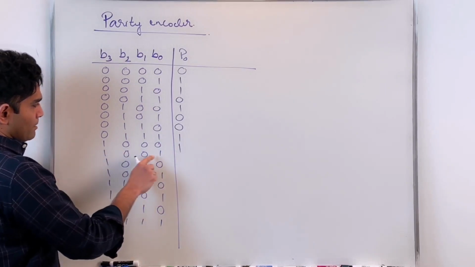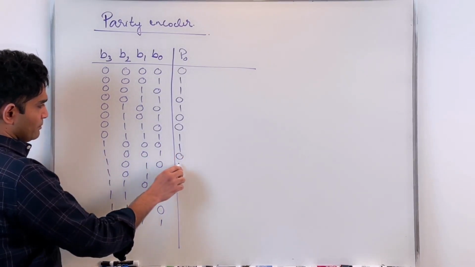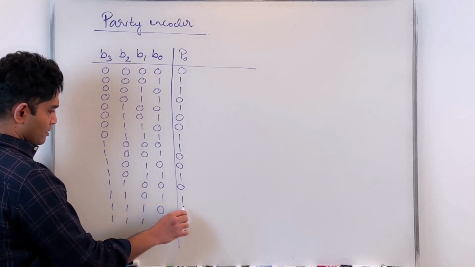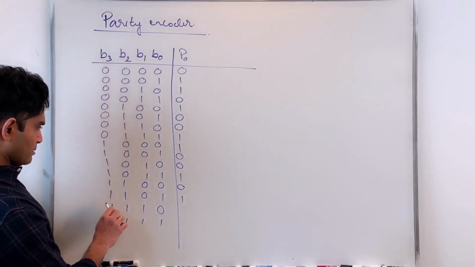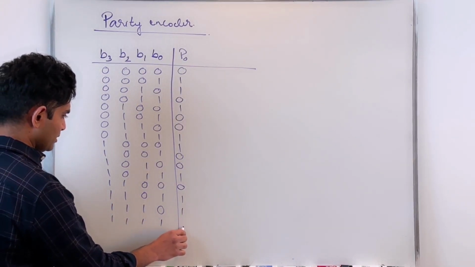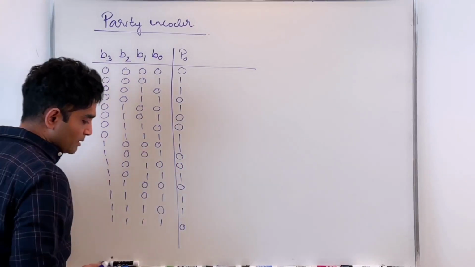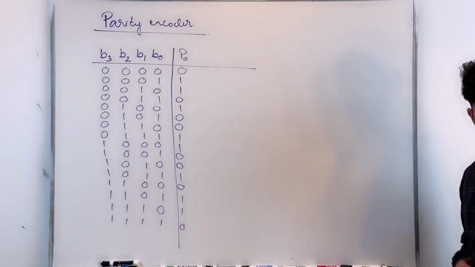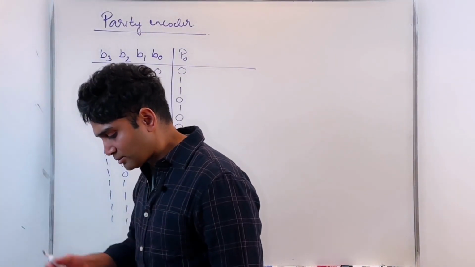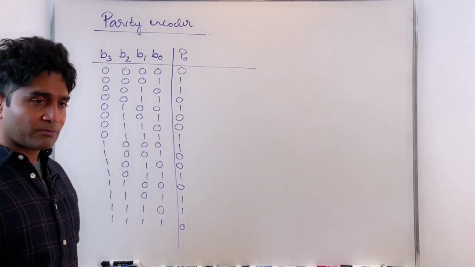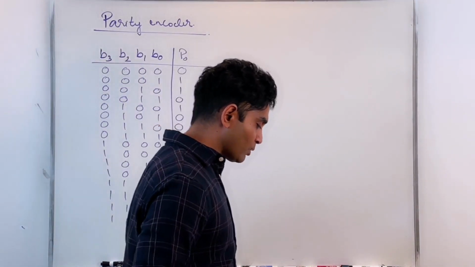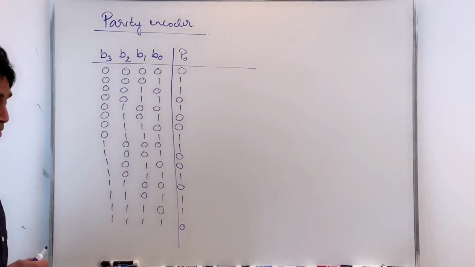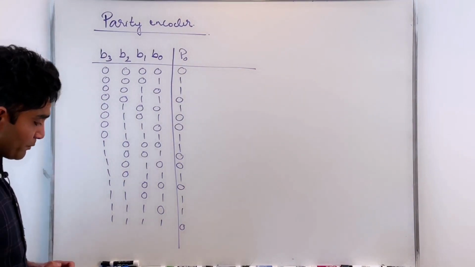Odd, even, odd, even, odd, even. So all I've done is count the number of ones in my 4-bit input, and just apply P0 as a 1 if I have an odd number of ones, 0 if I have an even number of ones. Now I have to put that information down in the K-map, and let's see what we get.